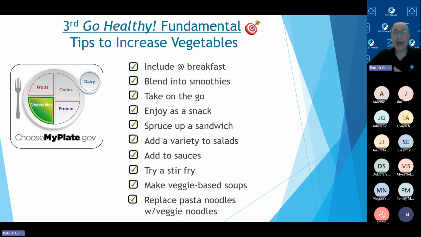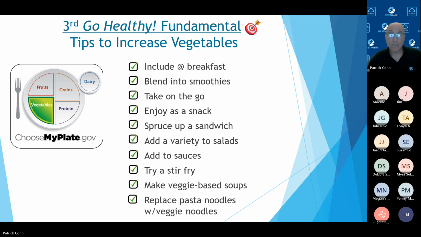You also can add different sauces. So let's just say, with me and my wife, if we make a tomato sauce, we add extra onions in it. We'll add bell peppers in it to give it some more vegetables. Also, you can try stir fry. That's a good example. You can also make vegetable-based soups. And then lastly, you can replace pasta noodles with vegetable noodles.